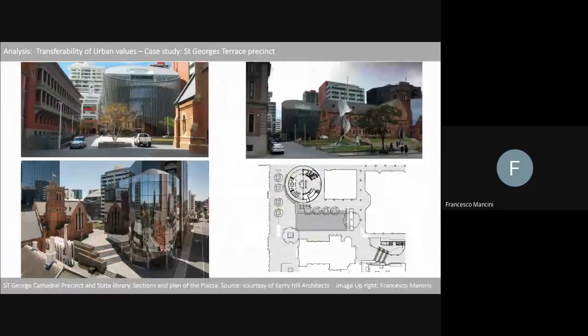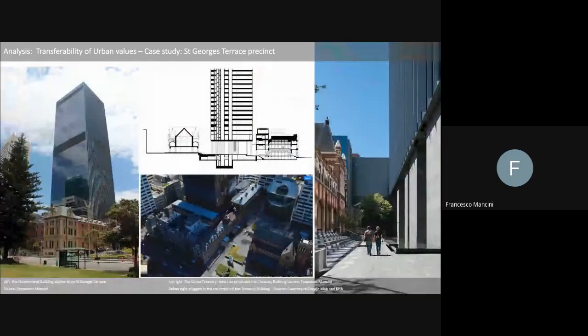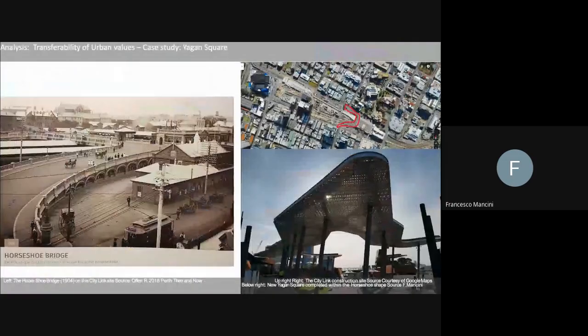So this proves to me, as a case study, that it is possible to transfer these values in the contemporary city. And the formal outcome might be the most diverse. I show you just very quickly another example. This is Yagan Square, which is a square that is being identified and built where the horseshoe bridge that was connecting Perth, connecting this bridge here, the north bridge area of the city with Perth.